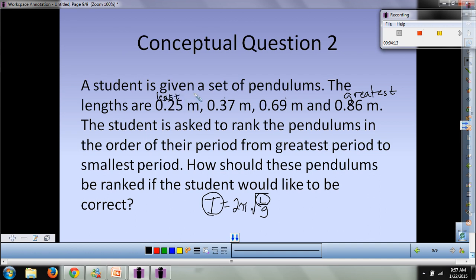L-E-A-S-T. And if you think about a little short pendulum, it makes sense. It's not very long. It doesn't take very long for it to complete its cycle. But if I have a very long pendulum, it's got to go all the way over and back. So that's going to have a much greater period. Conceptual, not a big deal. You got it.